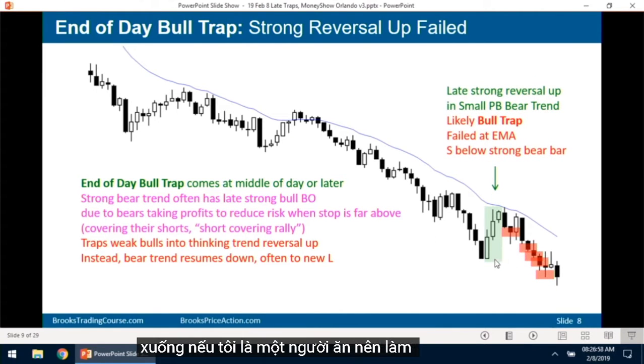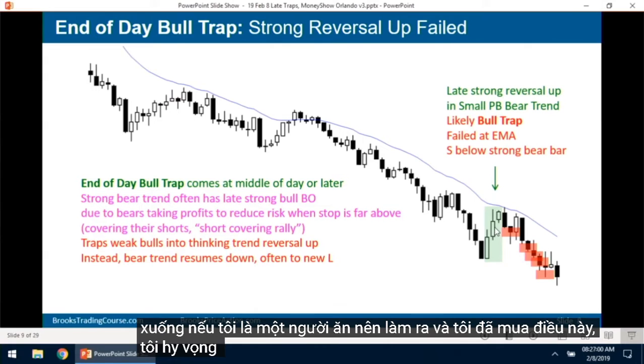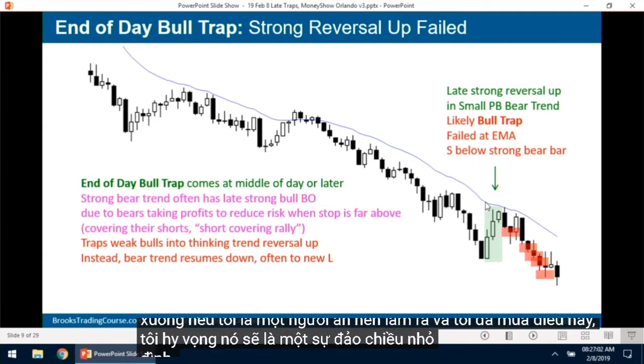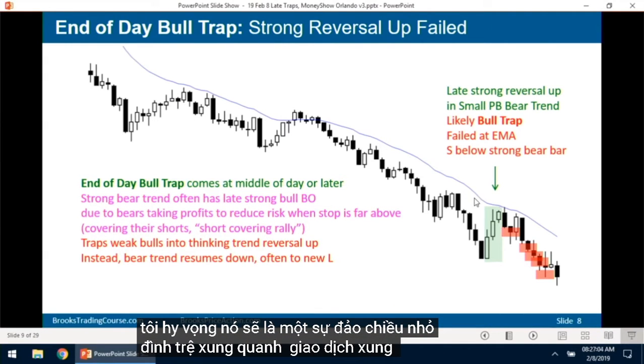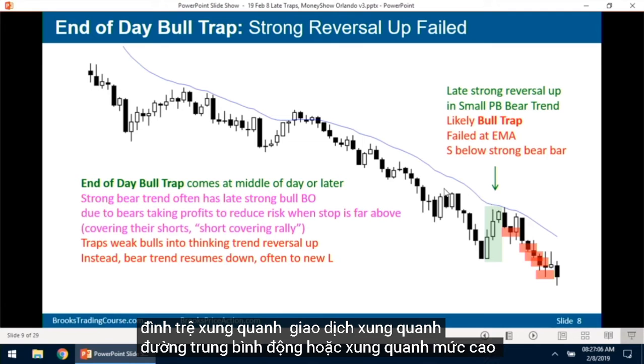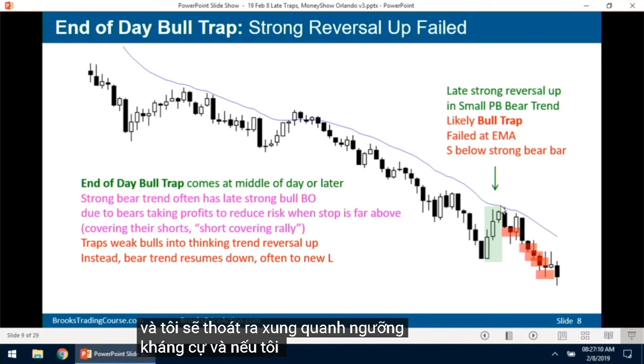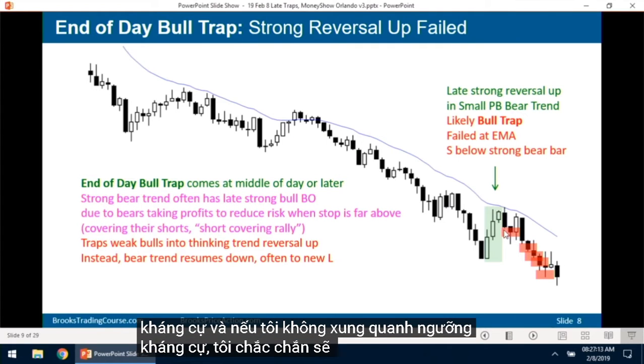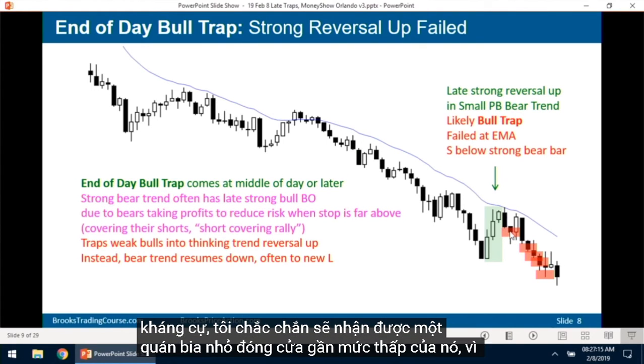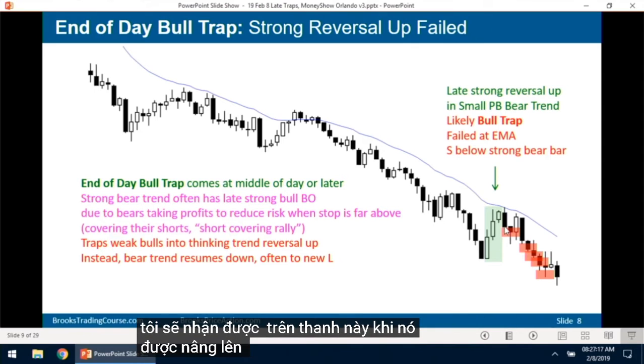Again, if I'm a bull and I bought this, I'm expecting it to be a minor reversal, stalling around the moving average or around a prior high, and I'm going to get out around the resistance. And if not around the resistance, I'm definitely going to get out below the bear bar closing near its low. So I'll get out on this bar when it trades below that low.